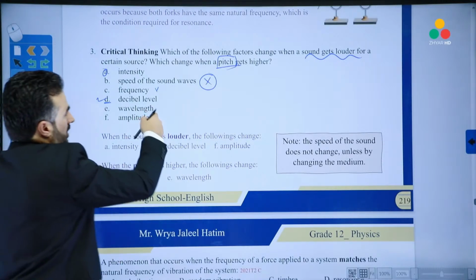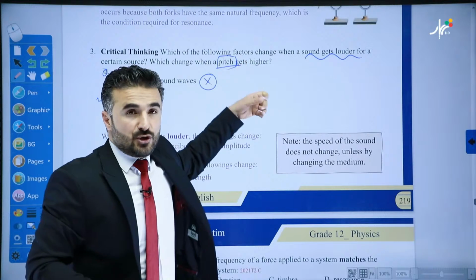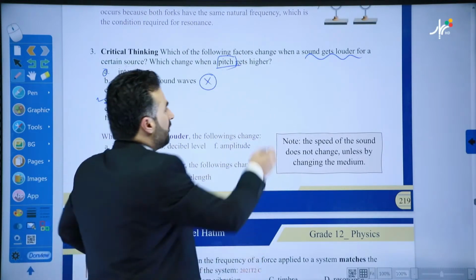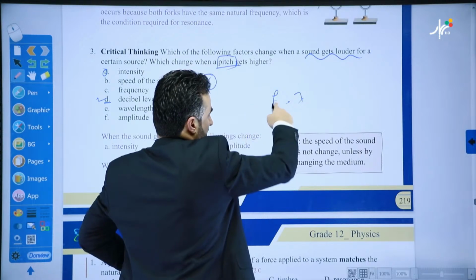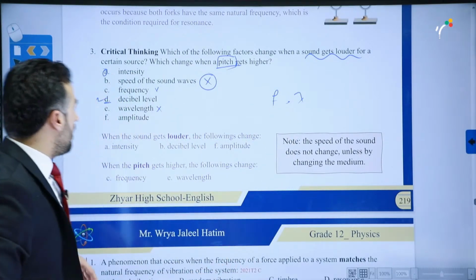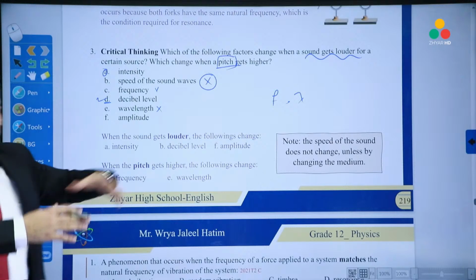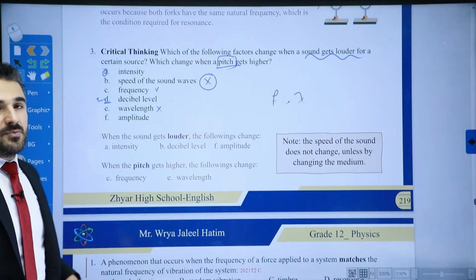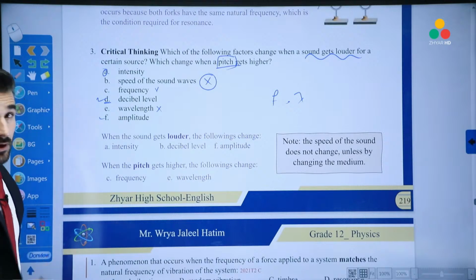What about the wavelength here? The wavelength will not change. Why? Because the pitch, the frequency, doesn't change. If the frequency doesn't change, the wavelength doesn't change also, because these two are inversely proportional. All right, what about the amplitude? Because the sound is louder, that means a bigger amplitude. So the amplitude will also change.